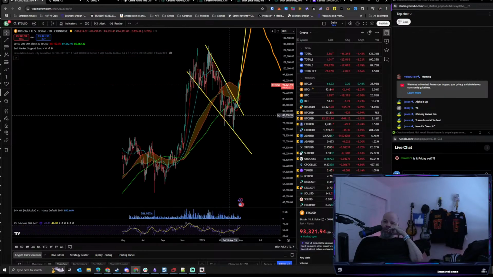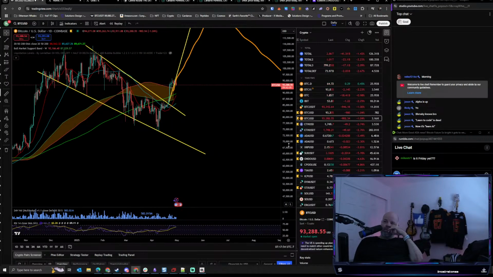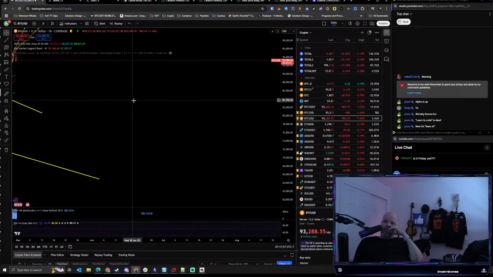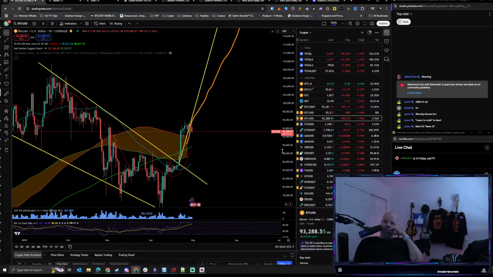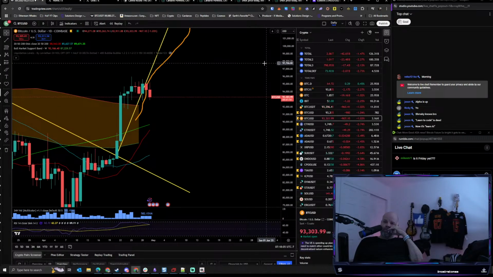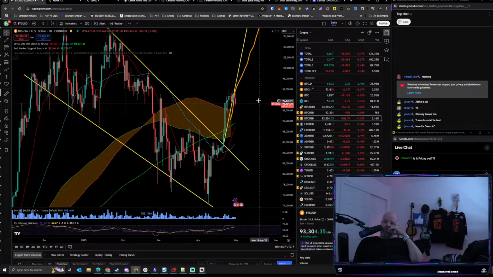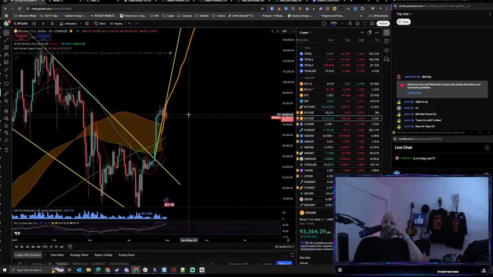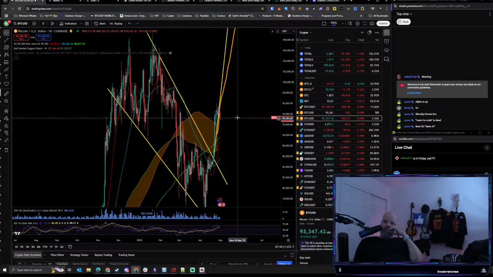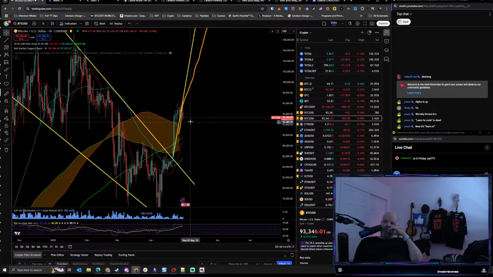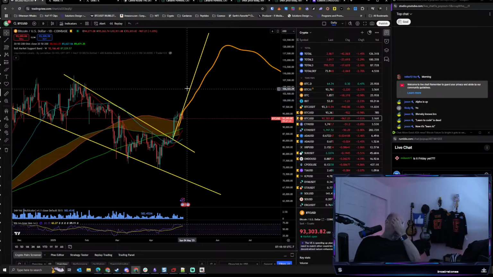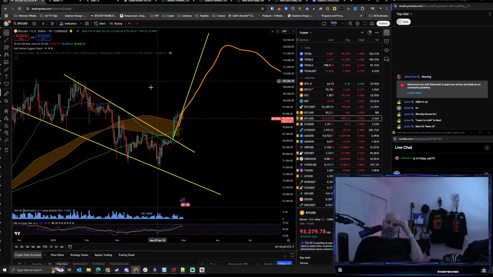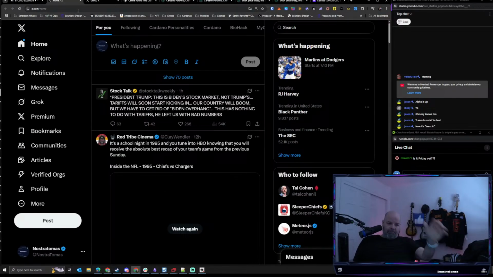Bitcoin 93.3. How low did it get? 92.9 roughly. Kind of starting a new bull flag, I guess. I mean, this is a normal thing to happen. Pull back a little bit and then the next leg up. I cannot shake the feeling that crypto wants that next leg up.